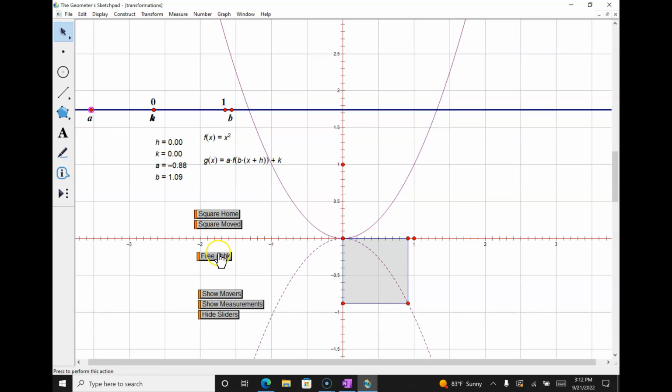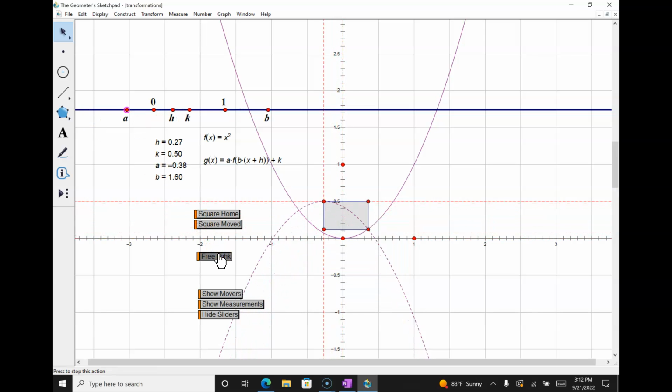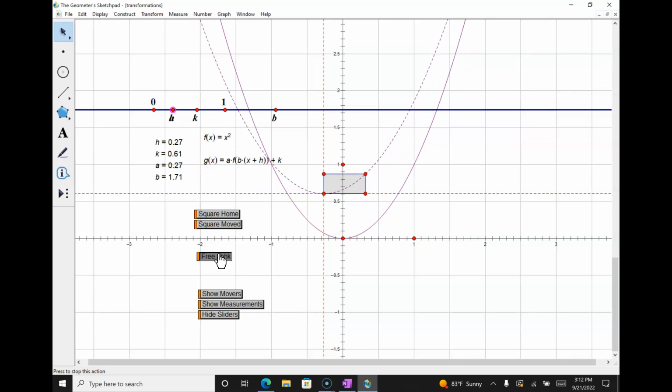So in this particular piece, I've just let H and K and A and B do whatever they want. Remember what A is doing. A is multiplying, it's stretching it up, right? So it's stretching it up. B is compressing it in the X direction. So you see that's what was supposed to happen before.